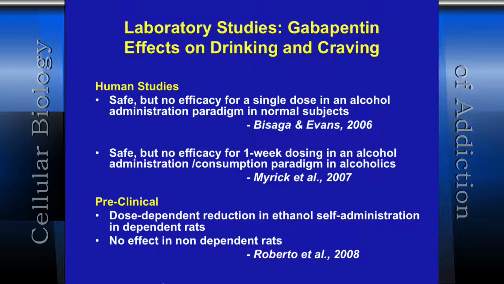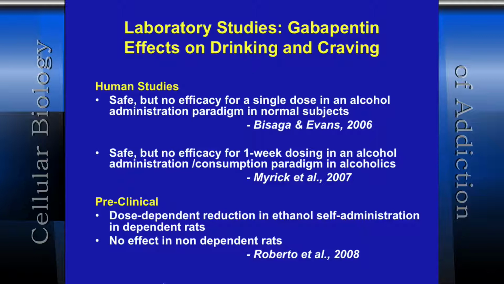And then in another study, it was given for a week, but it involved alcohol administration. Now if you're hypothesizing that a drug is going to normalize GABA-CRF interactions related to abstinence, and you're giving them alcohol, we didn't consider that to be an acceptable test either.